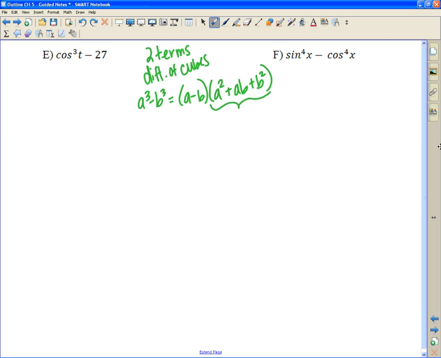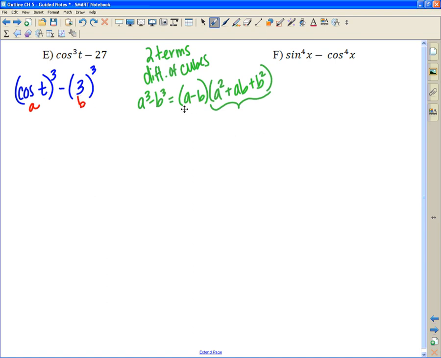So I think it's essential to identify what it is and then write it so you can see what was cubed. In this case, it was cosine that was cubed. Ask yourself, what do I need to cube to get 27? Well, the answer is 3. So this tells you that your A value is cosine of t and your B value is 3.